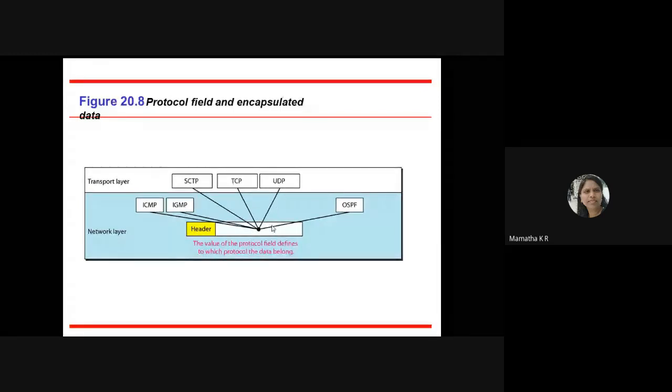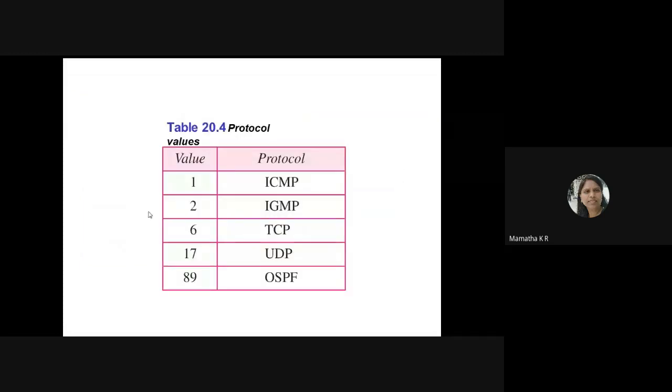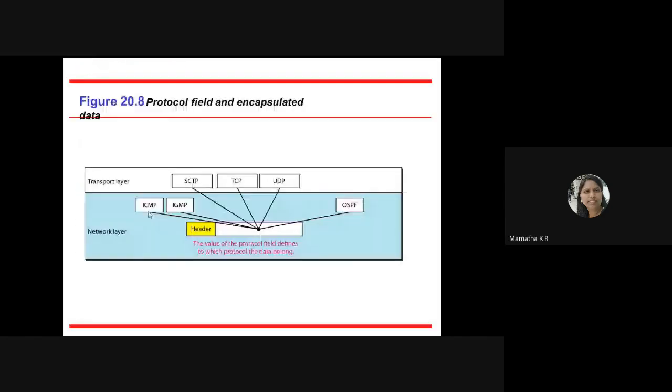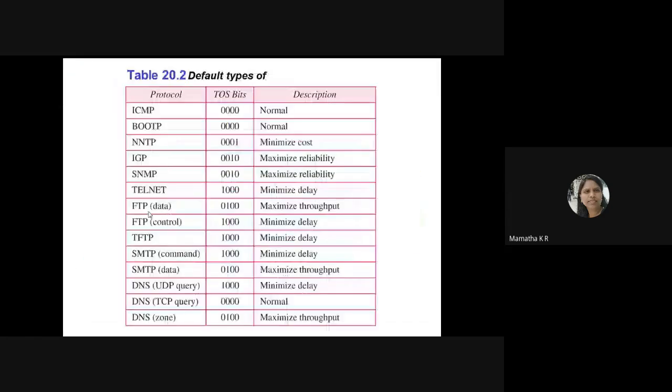Is it clear? Mainly the upper layer protocol, any one of these. Along with that, it will also give the information whether it is the ICMP protocol, IGMP or OSPF. Okay, so the protocol values: if it is 1, then it is ICMP. If it is 2, IGMP. If it is 6, TCP, and 17 is UDP, or 89 means it is OSPF. Okay, is it clear about this now?